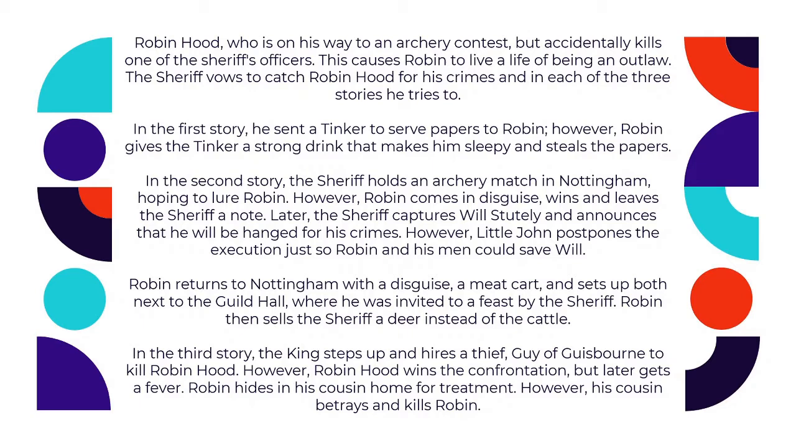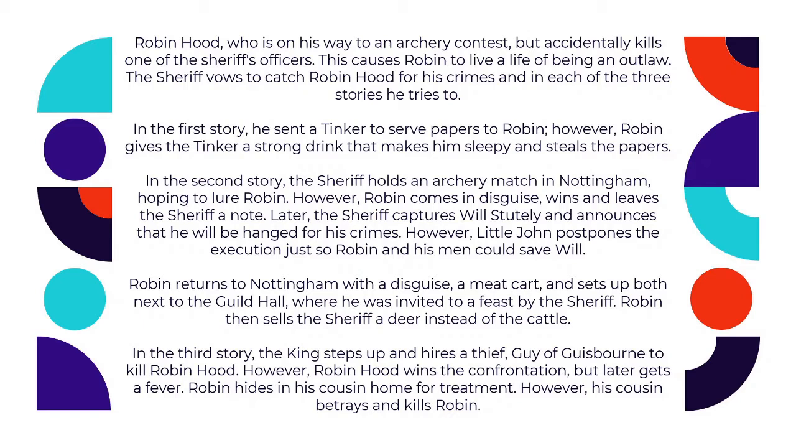In the third story, the king steps up and hires a thief, Guy of Gisborne, to kill Robin. However, Robin wins the confrontation but later gets a fever. Robin hides in his cousin's home for treatment. However, his cousin betrays and kills Robin.